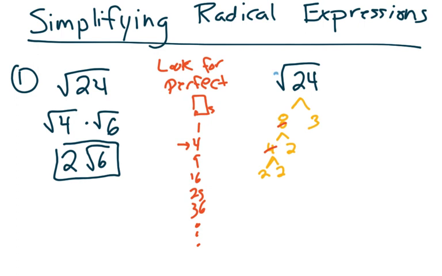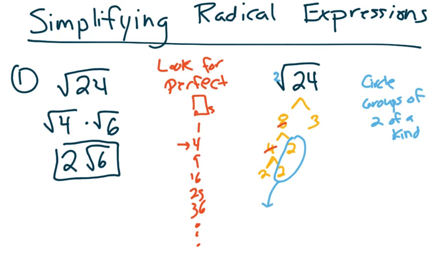Because this is the square root, what we're going to do is circle groups of 2. So I've got a pair of 2's here. Whatever you circle is going to come outside your root. So I circled 2's, so 2 is going to come on the outside. Whatever I didn't circle gets multiplied and it's going to go inside the root. So 2 times 3 is 6.